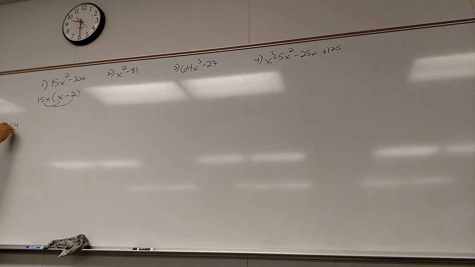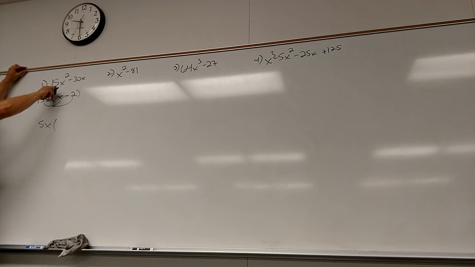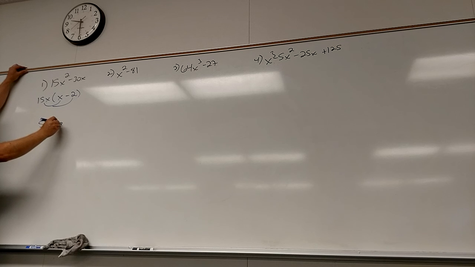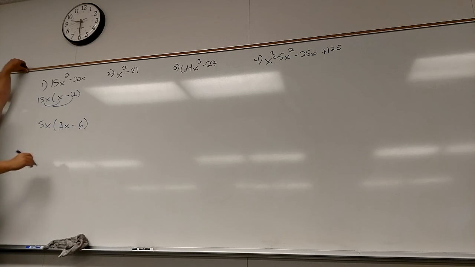If I ask you to reduce this, just looking at that, I'd say we're probably going to have to do several steps, right? So if you did take just a 5x out, you would have left what? 5 goes into 15 three times. 3x minus 6. You see how you can take another 3 out. 3 times 5 is 15.